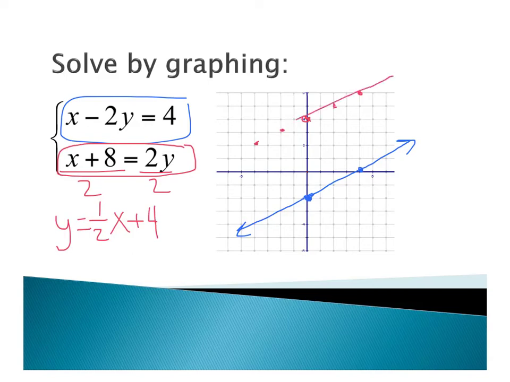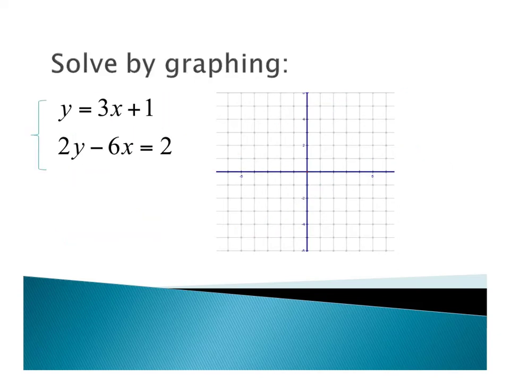And when I connect the dots, what do we notice here? What do I notice about my slope? Well, if I look closer at this one, I have up 1 and then over 2, up 1 over 2. This one's up 1 over 2, up 1 over 2. If I have the same slope, are these ever going to intersect? The answer is no. So I have parallel lines, which means I have no solution.